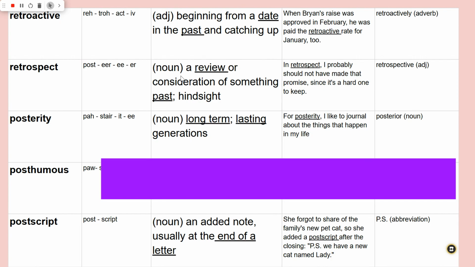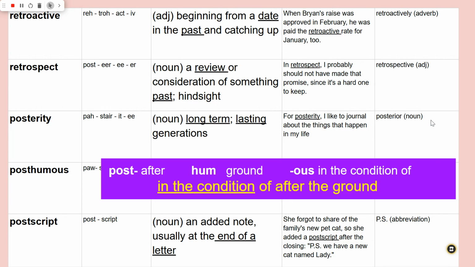Then we have posterity. Posterity is a noun. It means long term, lasting generations. Like for posterity, I like to journal about the things that happen in my life. Another form of posterity is posterior. Posterior actually doesn't mean long lasting in the same way. It's going to be the opposite of anterior, which we said is at the front. So posterior means at the back.